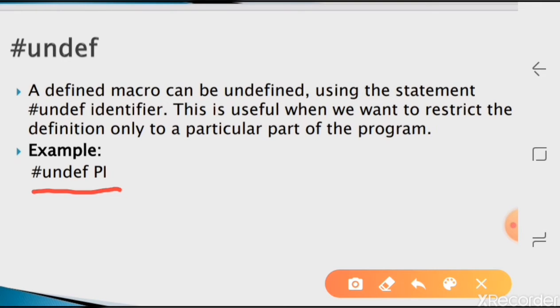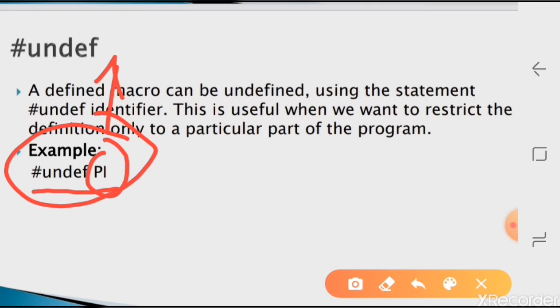The way we write it is #undef pi. If it was defined before this, I am saying that after this point I am not using that pi value, so stop using it. This will help you restrict the code part. When the program size is larger, you will understand it more clearly. For now, consider that if the pi value is already there and I don't want to use it, I undefine it.